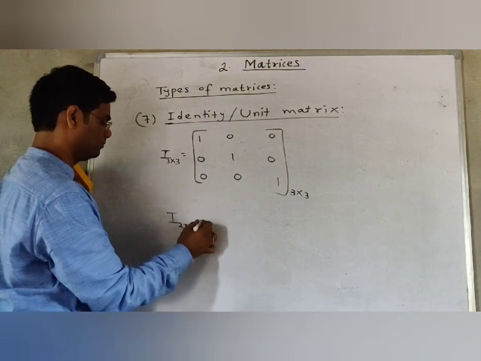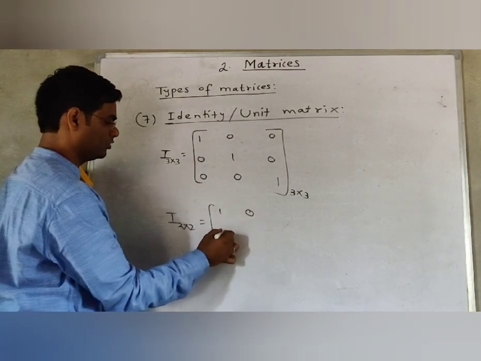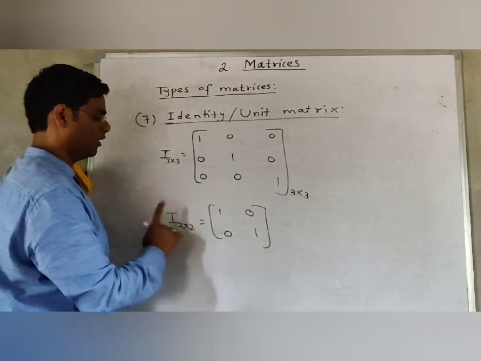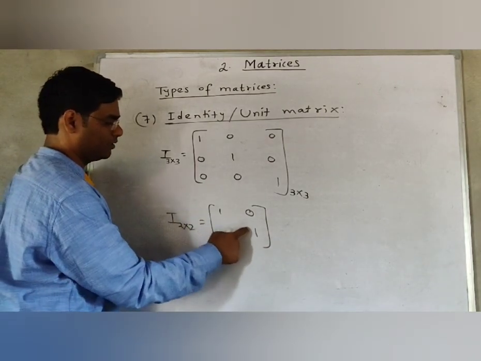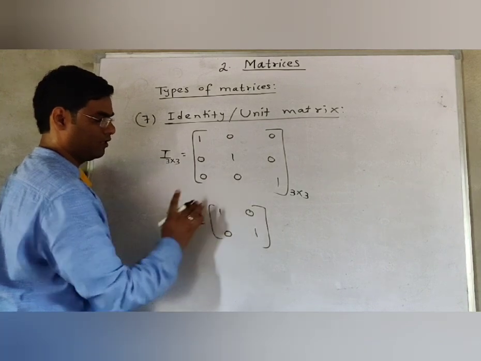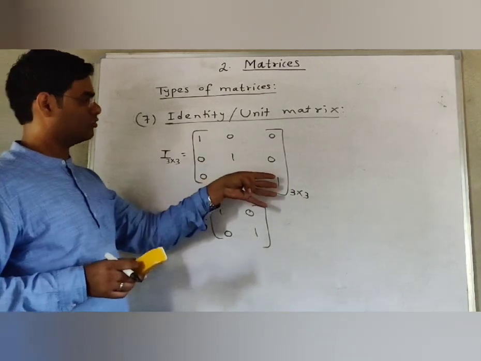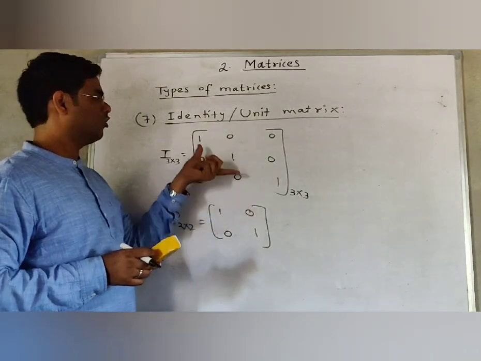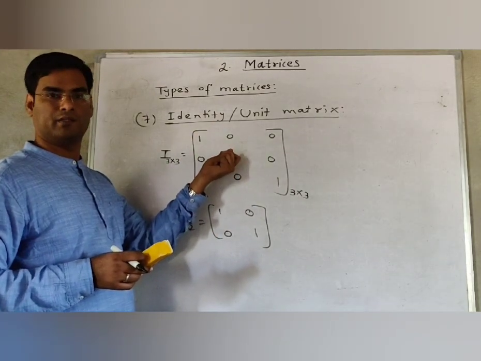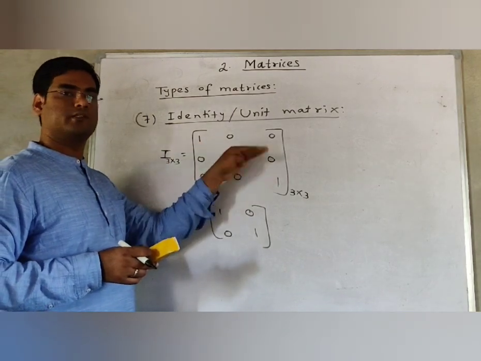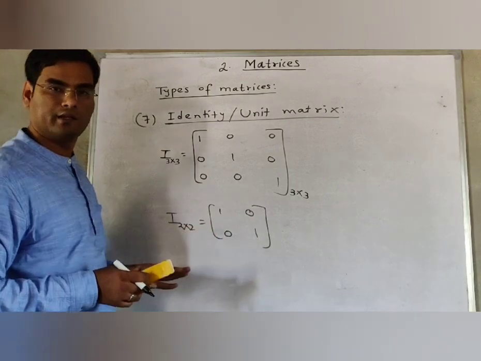Next, 2 by 2: 1, 0, 0, 1. This is an identity matrix of order 2 by 2 because here the diagonal elements are 1, 1 and non-diagonal elements are 0. Identity matrix is also a special case of scalar matrix. So identity matrix is always a scalar matrix, but all scalar matrices are not identity matrix.